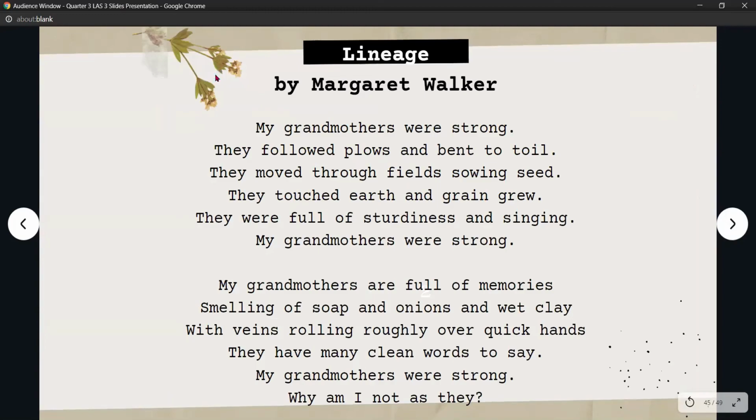Lineage by Margaret Walker. My grandmothers were strong. They followed plows and bench toil. They moved through fields sowing seed. They touched earth and grain grew. They were full of sturdiness and singing. My grandmothers were strong. My grandmothers are full of memories, smelling of soap and onions and wet clay, with veins rolling roughly over quick hands; they have many clean words to say. My grandmothers were strong. Why am I not as they?